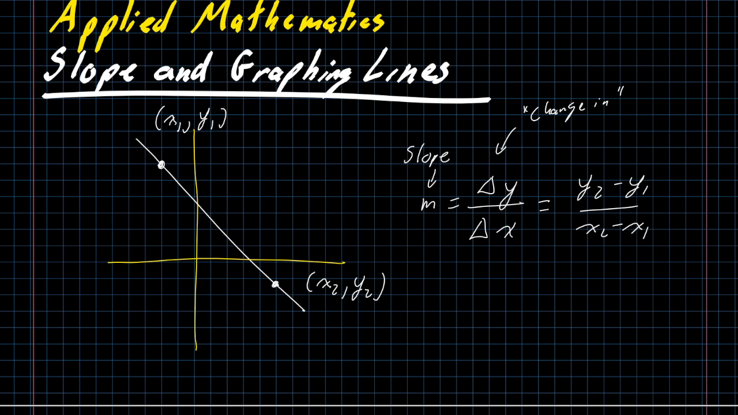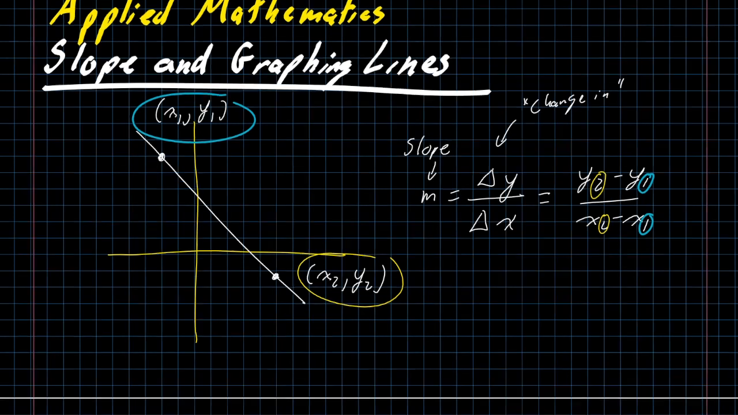Which point you call which doesn't matter when you're calculating slope. You could do it either way, but you do have to make sure to stay consistent, right? The first coordinate that you use in the numerator and denominator, x2, y2, has to come from one of the points, and the second coordinate you use in the numerator and denominator, x1, y1, both have to come from the other point. All right, so making sure that you keep which point is which straight is the one thing you have to pay attention to.